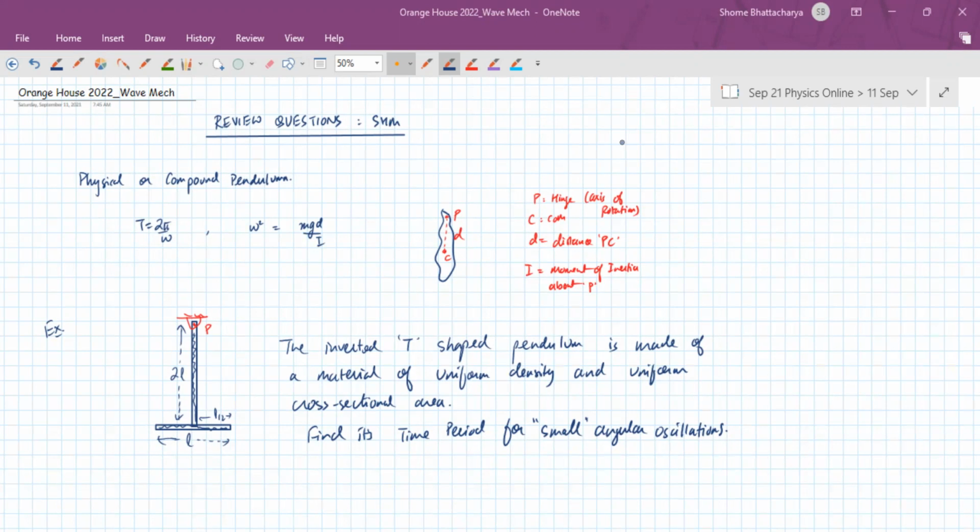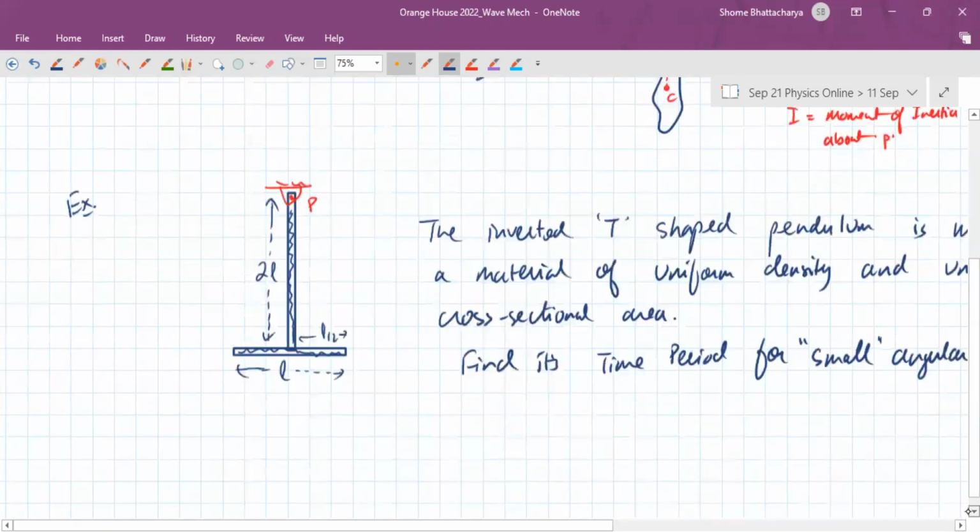Done, sir. Okay, so let's check out the answer. So first thing, to find the center of mass of this given system, we can use a sort of superposition method.